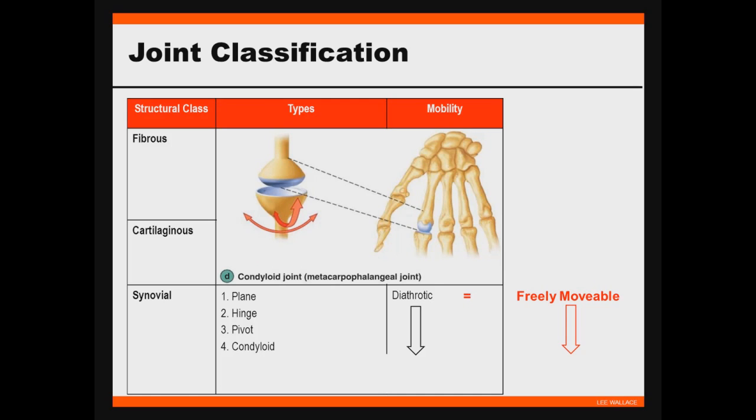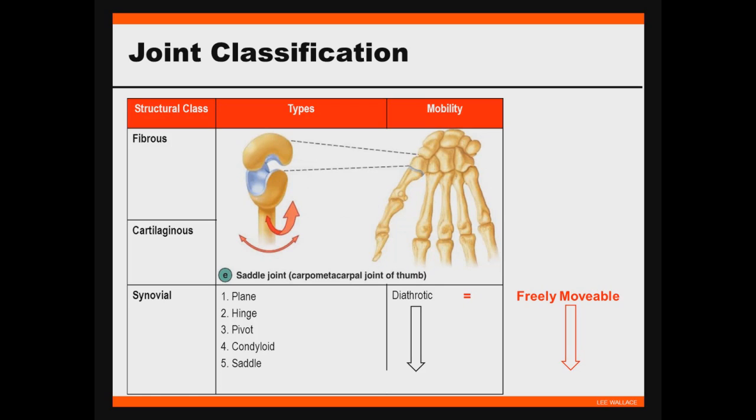The fourth type of synovial joint is called a condyloid joint, and the example we've got up here in the picture is the joint found between the metacarpals and the phalanges in our hand or fingers. Now all condyloid joints look kind of similar to a ball and socket joint, but rather than being a circle, it's an oval, so it's kind of like an oval shaped ball and socket joint.